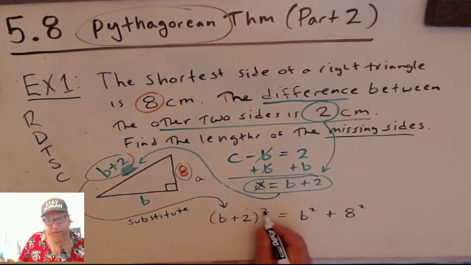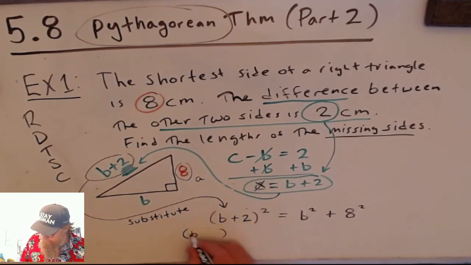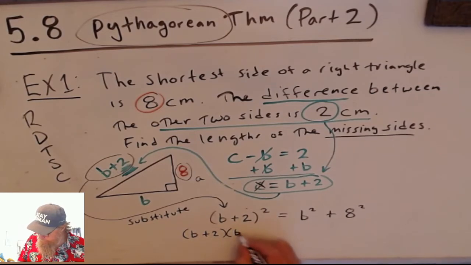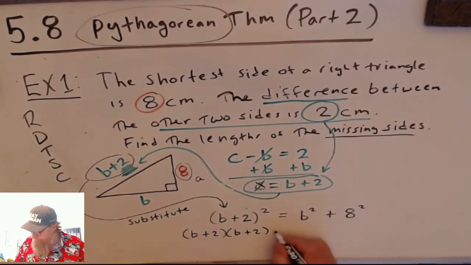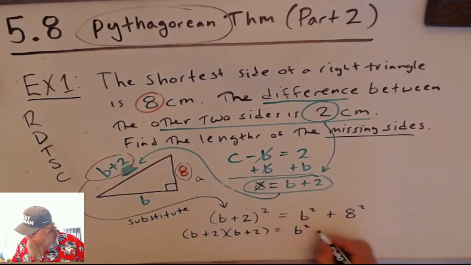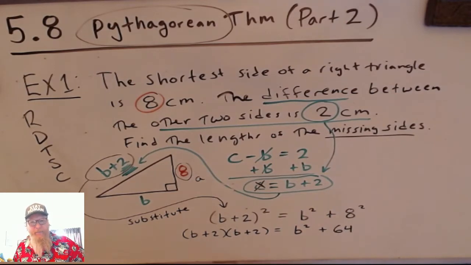Now you've got to remember here, when you square a binomial, it has two terms, so you want to write it out twice. You're basically multiplying B plus 2 times itself. And I guess we can go ahead and do 8 squared while we're at it and make that 64.